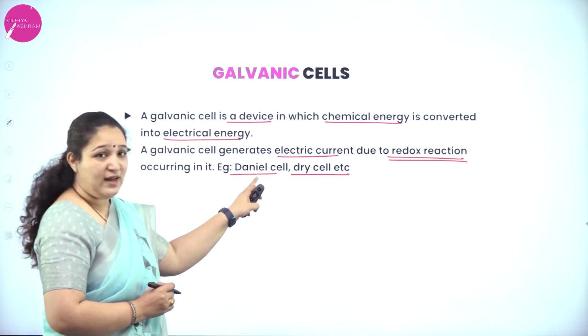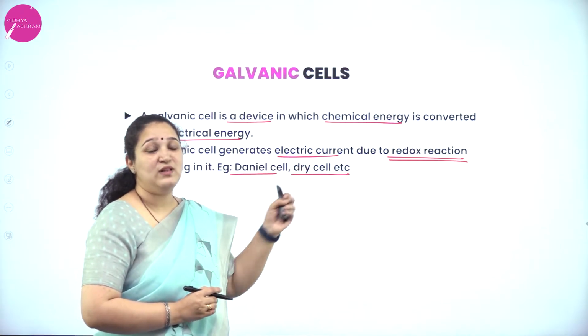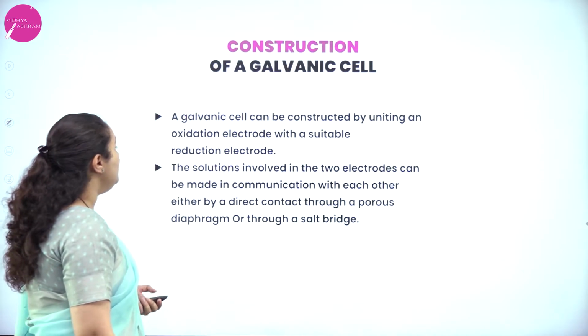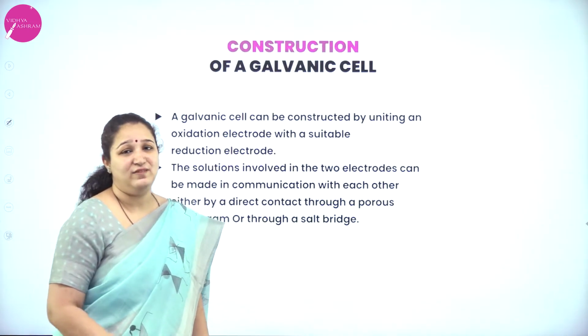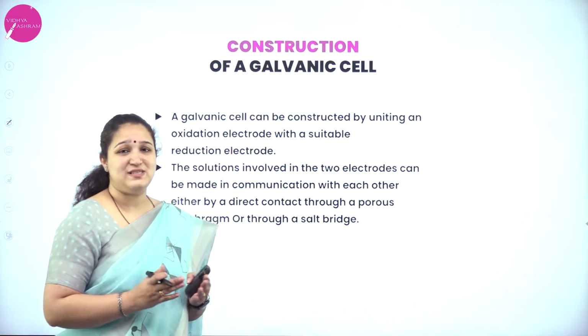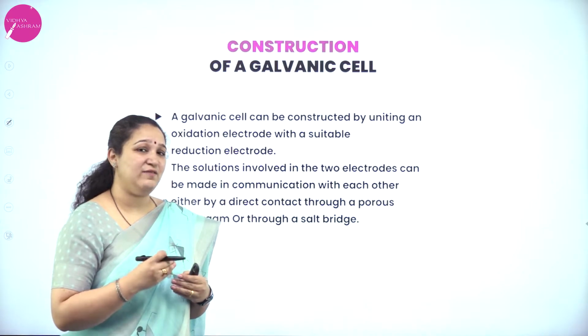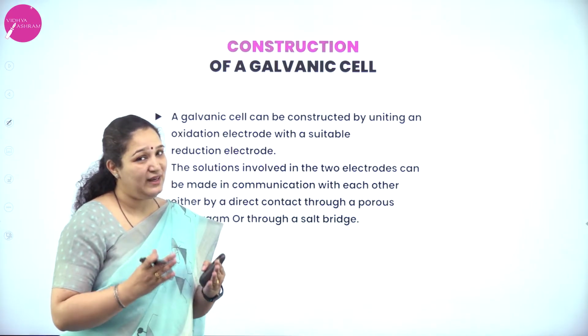So first we learn about the Daniell cell. About the dry cell and other batteries, we'll study towards the end. Okay. So first is the construction of a galvanic cell. So how exactly do you construct a galvanic cell? Last class I gave you a small gist about it, but now I'll be talking about it in detail.